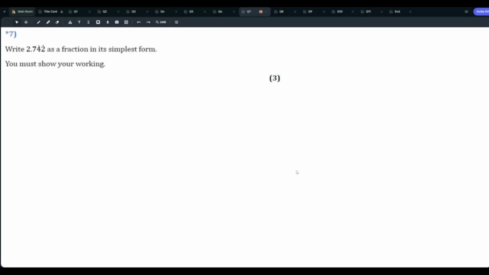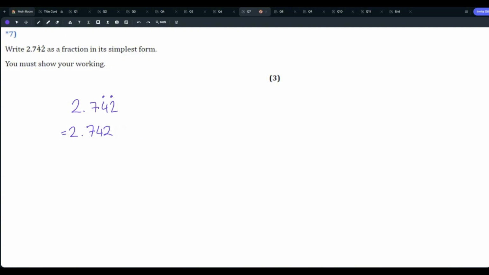Question number 7. Write 2.742 as a fraction in its simplest form. You must show you're working. So this is a recurring decimals question. 2.742, with the 4 and the 2 recurring.